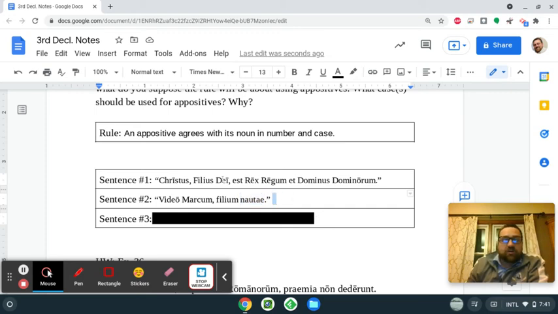Okay? So up here, Christus and Filius have the exact same ending. They're both nominative and they both have the same ending. Down here, Marcum and filium have the same ending. They're not nominative in this example, they're both accusative. But down here, you're going to see an example where the two words don't even have the same ending. They don't even visually look like they match, but they're still going to follow the rule. So let's take a look.